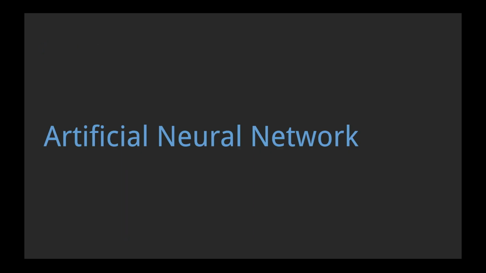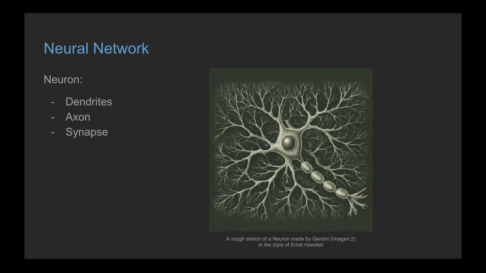So let's dive in. What's an artificial neural network? Back in the day, I think it was the middle of the 20th century, people were really fascinated by our brains, and they thought, well, how can we transform this into a computer program? This is not an exact representation of a human neuron. It's what Gemini thinks a neuron can look like in the style of Ernst Haeckel.